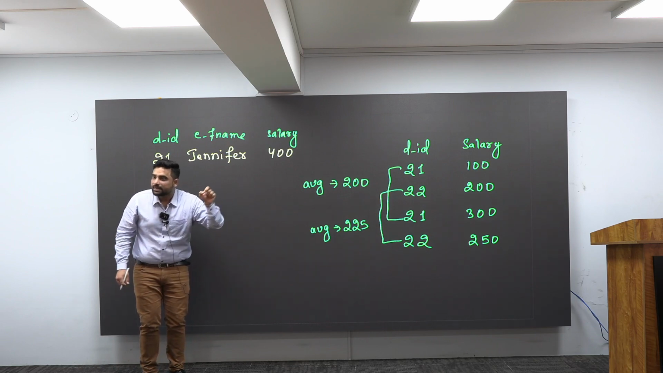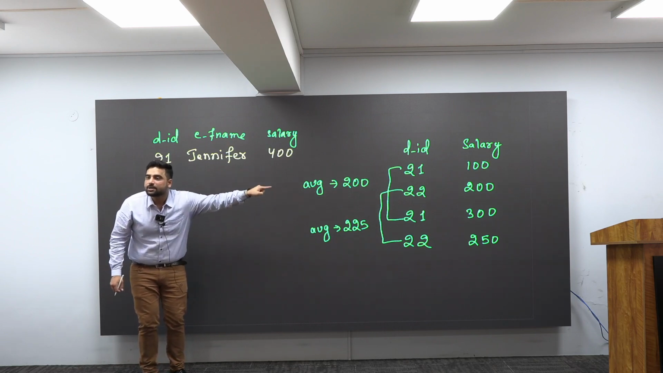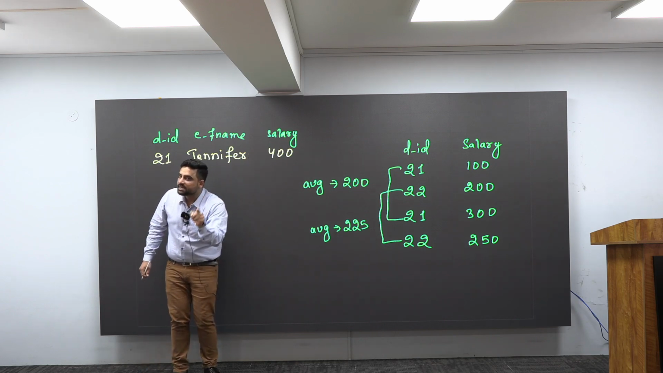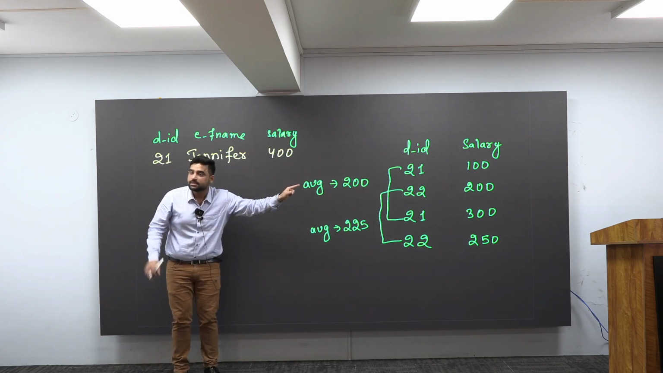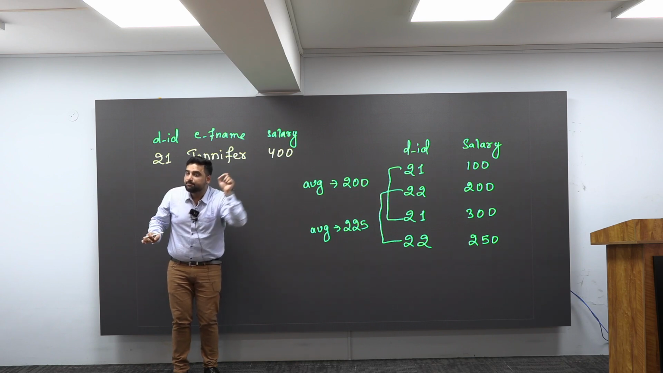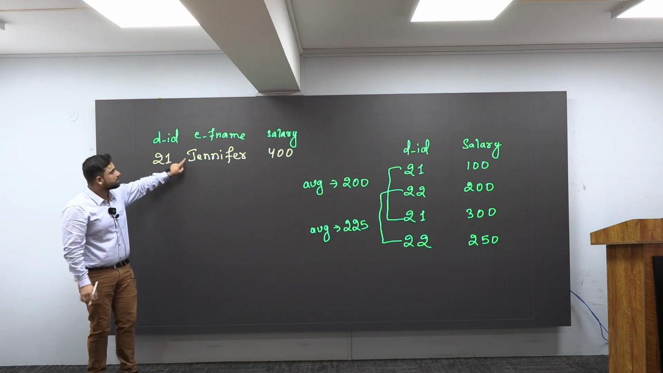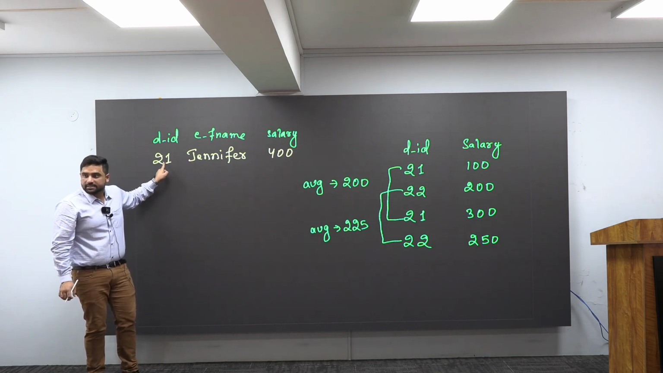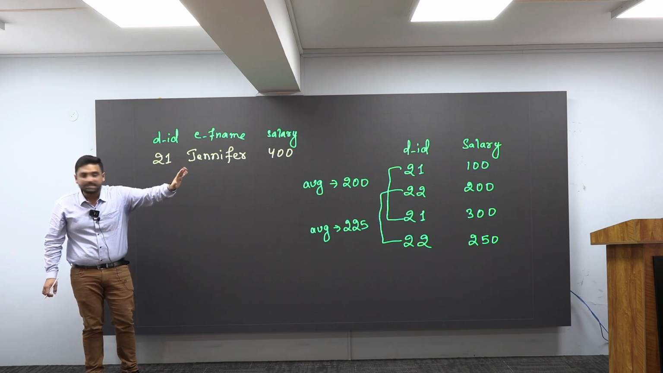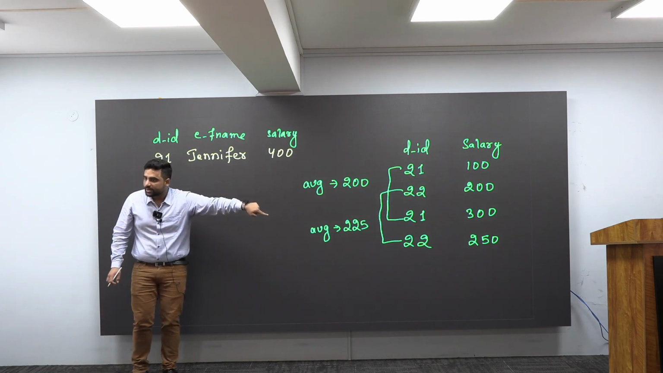So we have to compare with her department only. We should not compare with department 22. We should compare with department 21 only. Why should we compare with department 21? Because she belongs to department 21 only. That is why we are comparing with department 21. We should not compare with the average salary of department 22.